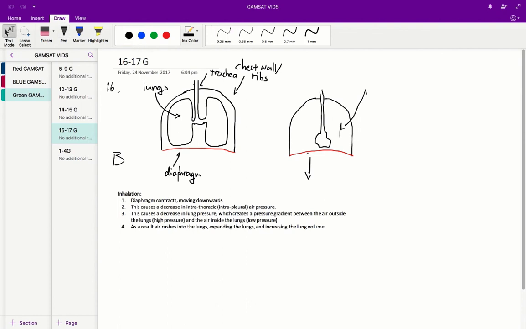So the only correct answer left is D, that the thoracic air pressure decreases. And that is true, as we know, because when the diaphragm contracts and increases the intrathoracic volume, we're going to get a decrease in intrathoracic air pressure. So D is the correct answer for question 17.